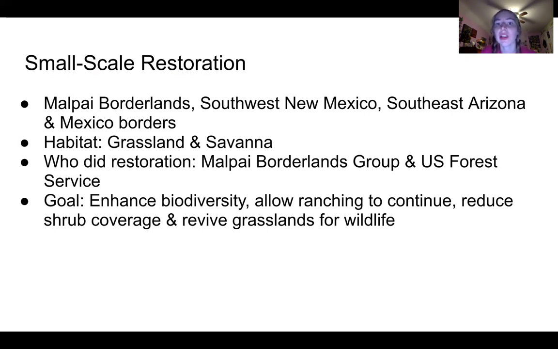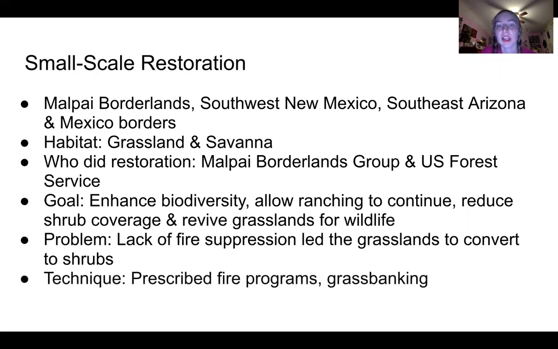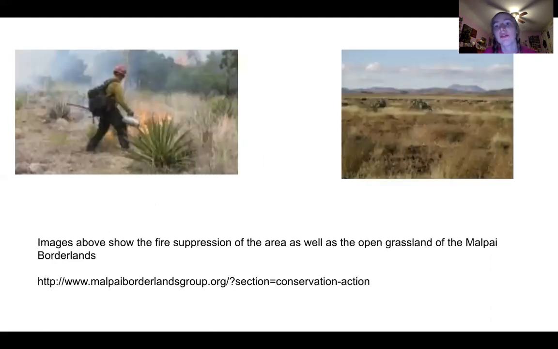They wanted to reduce a lot of the shrub coverage that had come up and revive the grasslands for wildlife. There was a lack of fire suppression, which allowed for these shrubs to grow and not really let the grasslands grow because they need fire. So they decided to reinstate a prescribed fire burning program, as well as for ranching, instating grass banking so that they could use different fields and not all the cattle were on the same field. Here's an image of them doing a prescribed burn at the Malapai borders, and just a kind of blurry image of the plains or the grasslands themselves.